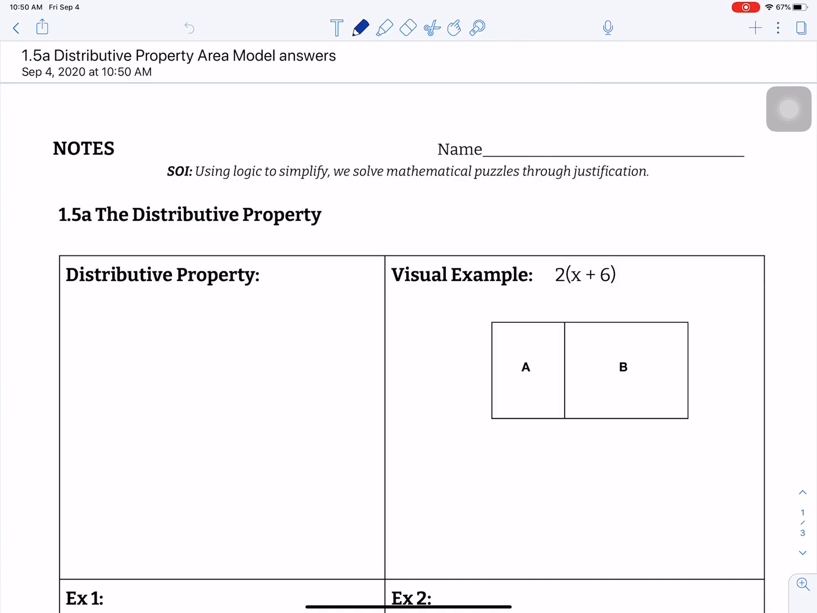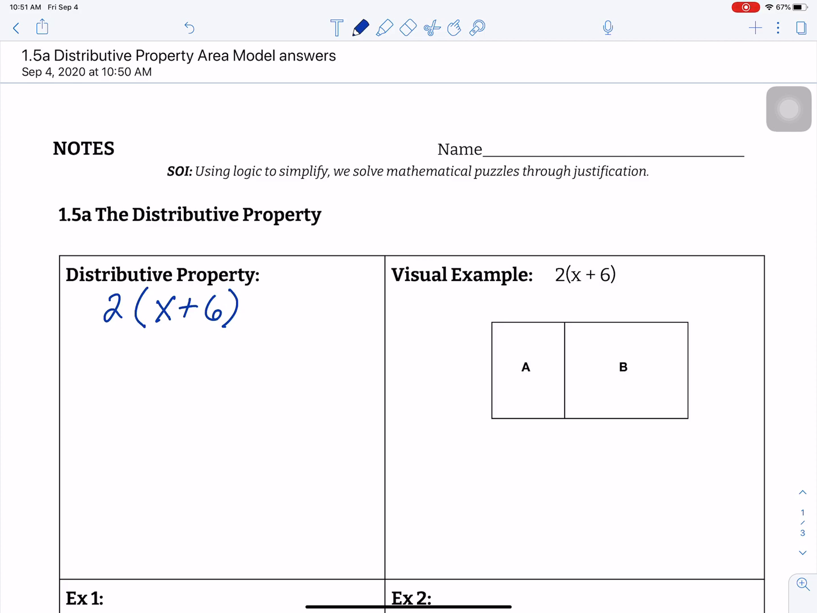Distributive property is what we're looking at. And distributive property is distributing a number on the outside of a parenthesis to everything inside the parenthesis. So I'm going to show you two different ways to do the same thing, and it does not matter to me which way you use as long as you are understanding it.